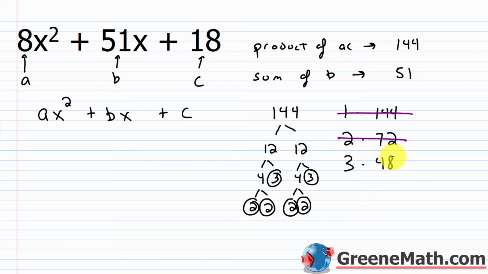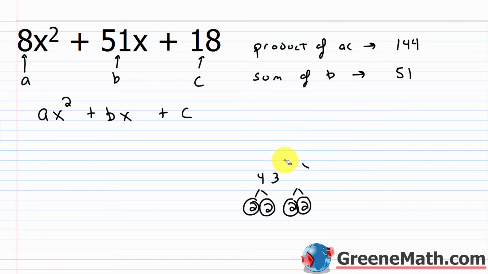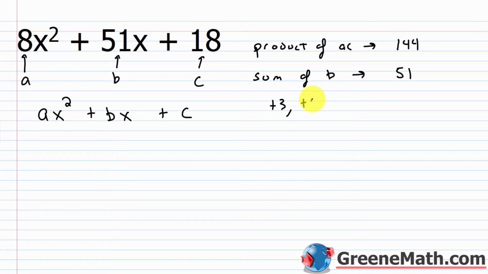Now, let me stop for a second. When you see something like this, you say, okay, well, 3 and 48, if I had 3 plus 48, that would in fact give me 51. So it's just a matter of going through the factors until you get the two integers that you need. So once I know that I need 3 and 48, it's a little bit of a different process from before. Let me erase this. I'm going to say my two integers are positive 3 and positive 48.